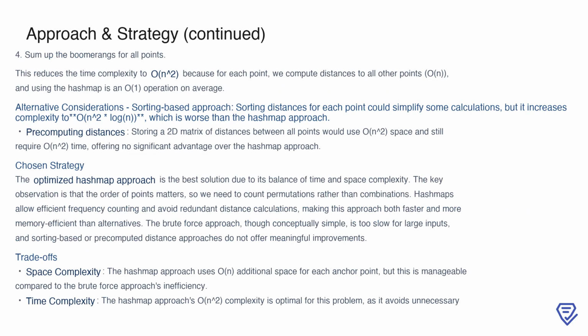The optimized approach continues by iterating over each point in the dataset as the anchor point i. For each anchor, we use a hash map to store the frequency of distances from i to all other points.